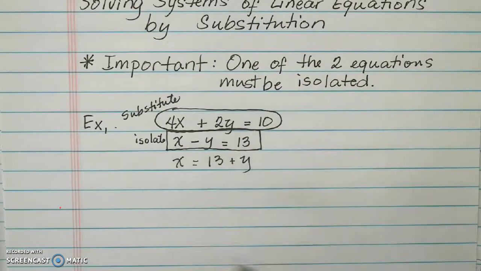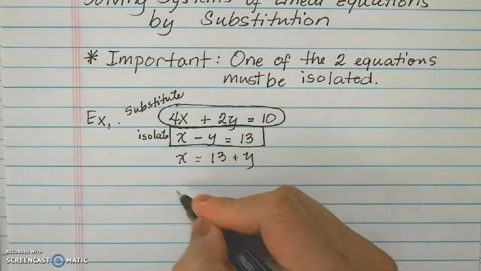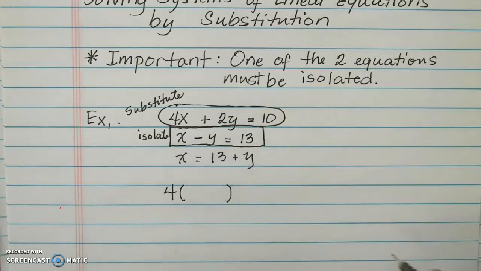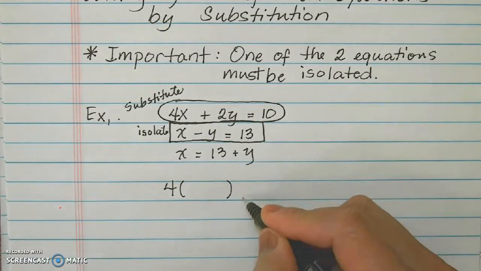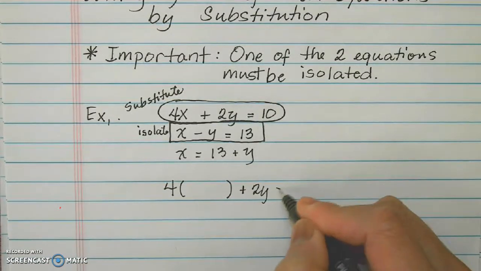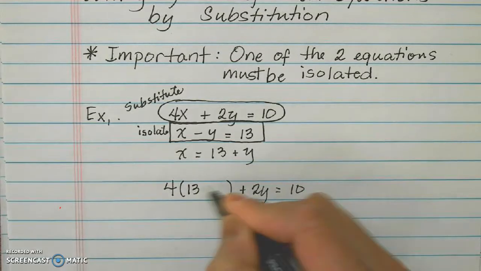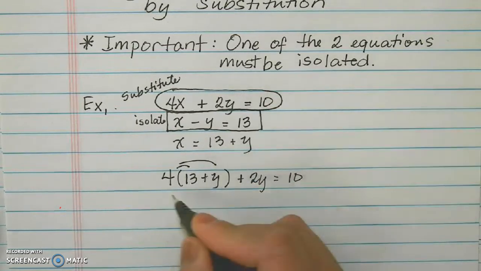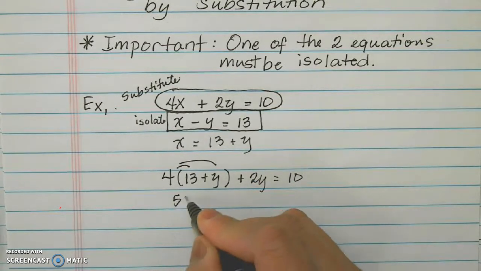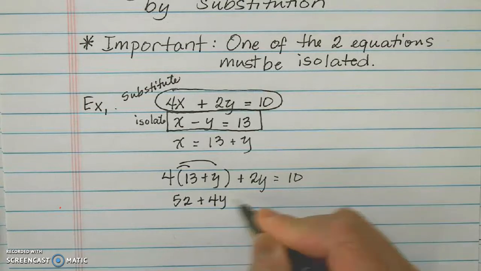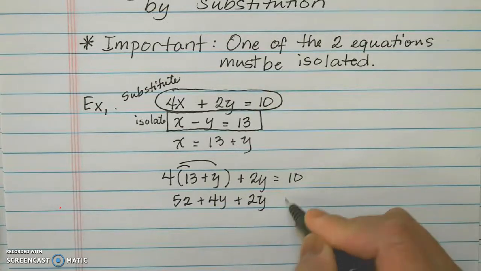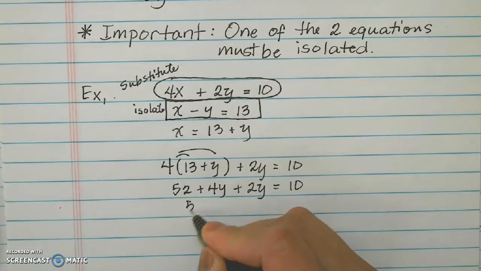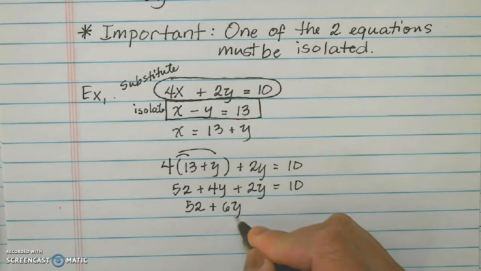So how is that done is you're going to write 4 and then parentheses as I always taught you, and then we will plug later. But copy down everything. And now this is going to go inside and you're going to distribute. 4 times 13 is 52 plus 4y plus 2y equals 10. Combine like terms. 52 plus 6y equals 10.